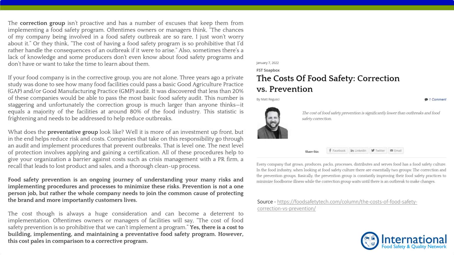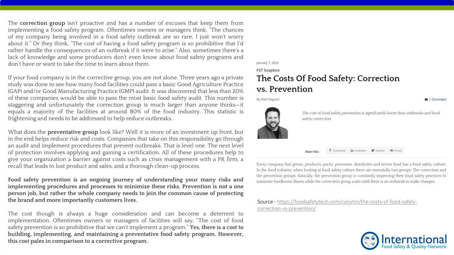But on the other hand, there is a preventive group. This preventive group is more of an investment upfront, but in the end helps reduce risks and costs. And what Matt actually said here is that food safety prevention is an ongoing journey of understanding your many risks and implementing procedures and processes to minimize these risks. Prevention is not a one-person job, but rather the whole company needs to join the common cause of protecting the brand and, more importantly, customer lives.